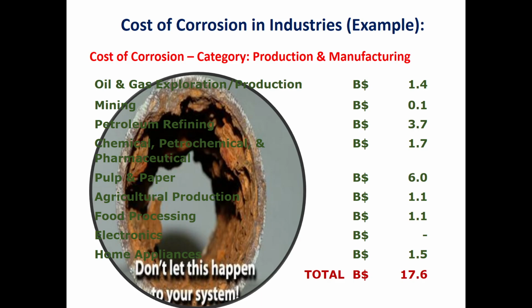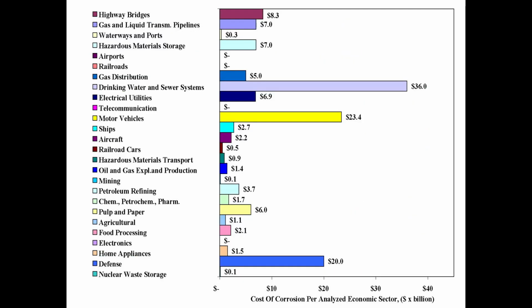If we only look at the production and manufacturing category, you can see that the cost of corrosion maintenance is $17.6 billion per annum. And even in other areas where corrosion is happening and the industry or operation needs to be maintained, millions and billions of dollars are required to handle this situation.